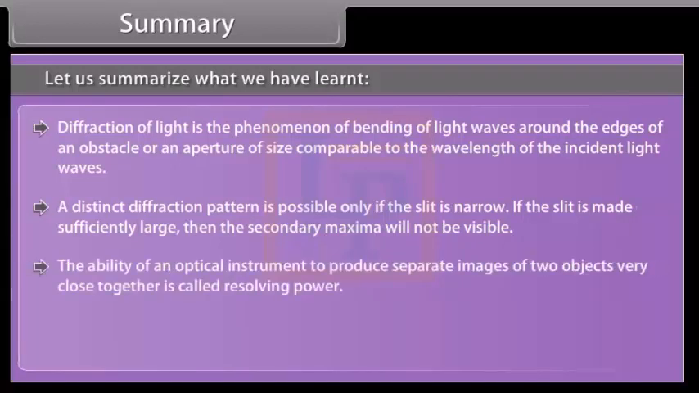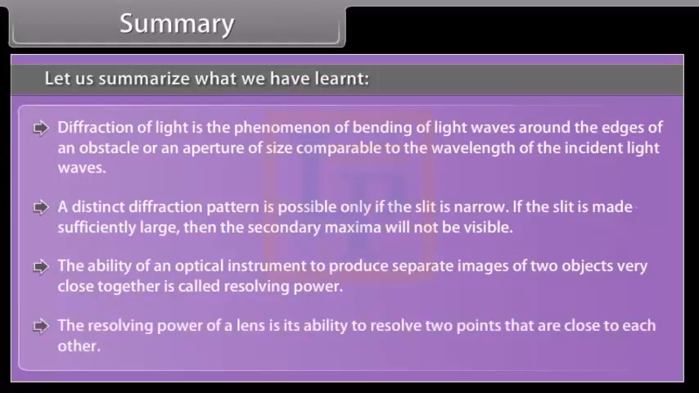The ability of an optical instrument to produce separate images of two objects very close to each other is called resolving power. The resolving power of a lens is its ability to resolve 2 points that are close to each other.